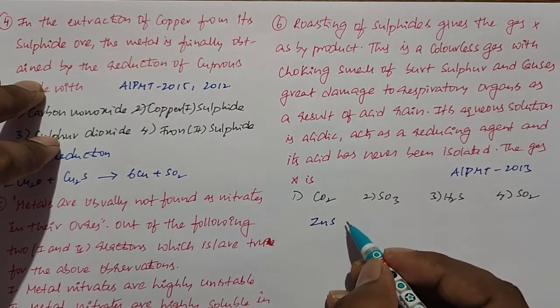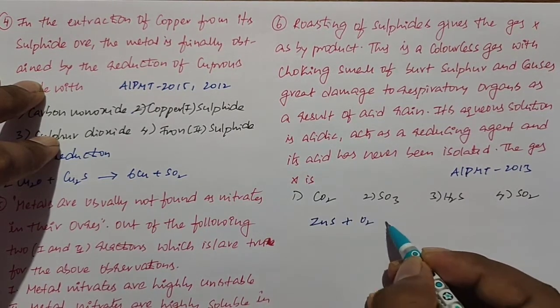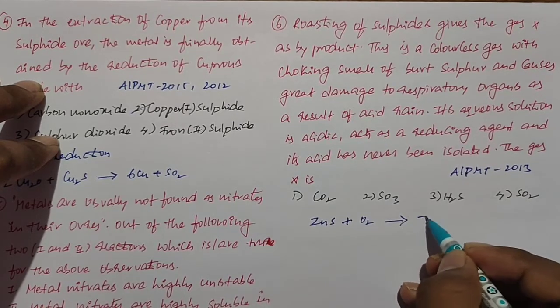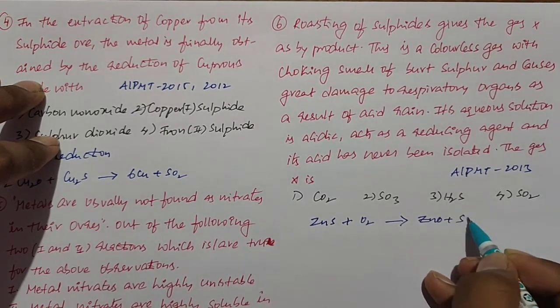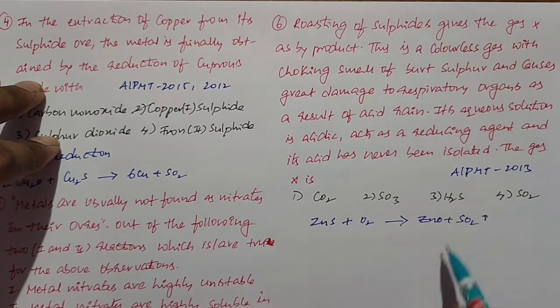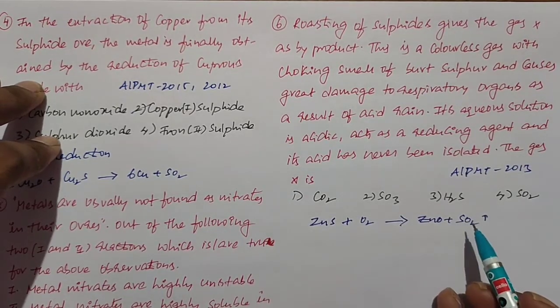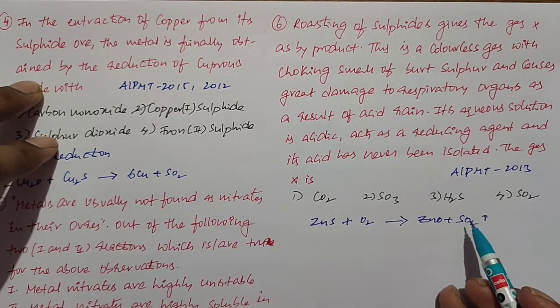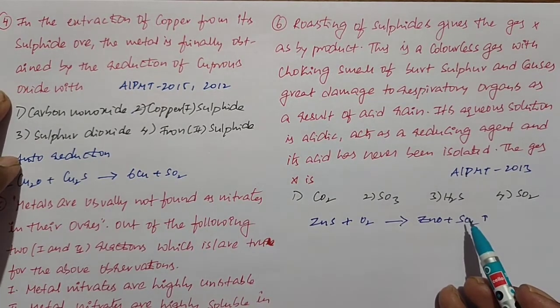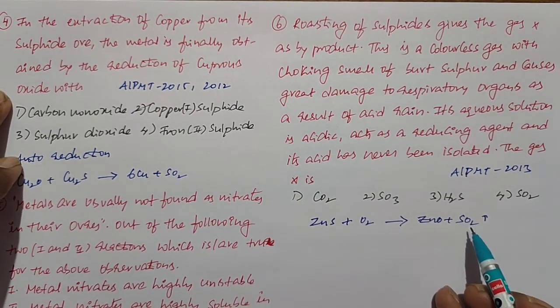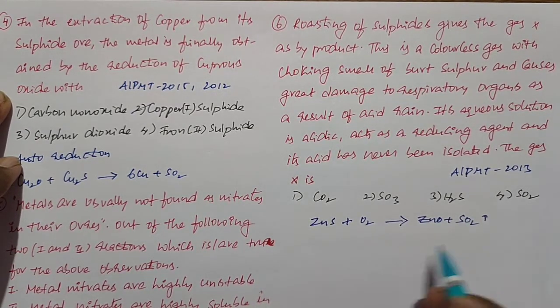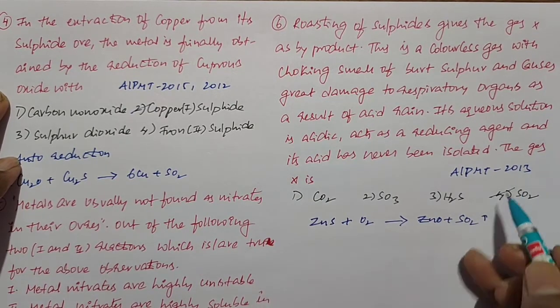So if you take zinc sulfide, when zinc sulfide undergoes roasting in the presence of air, it forms zinc oxide and liberates sulfur dioxide. So the gas X is sulfur dioxide. Sulfur dioxide has a choking smell of burnt sulfur, causes great damage to respiratory organs, is a cause of acid rains, and acts as a reducing agent. So the fourth option is the right option.